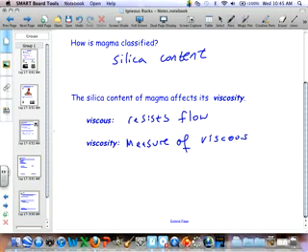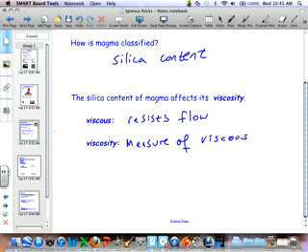The magma underneath Mauna Loa has a very low silica content. So what does that mean? It's allowed to run really easily, just as it comes out and oozes all over the place. So it's able to flow very easily. It's very low viscosity. The magma underneath St. Helens has high silica content.